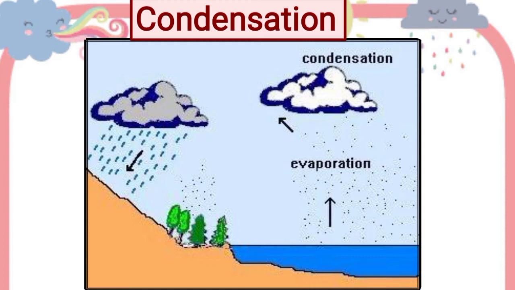Even clouds are formed when water vapor condenses into tiny water droplets. Bigger water droplets fall as rain, and on a cold winter morning we see droplets of water on grass and leaves, and this is called dew. These droplets are formed by the condensation of water vapor in the air.